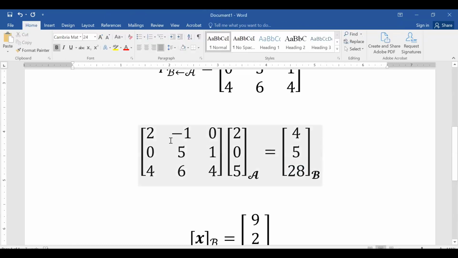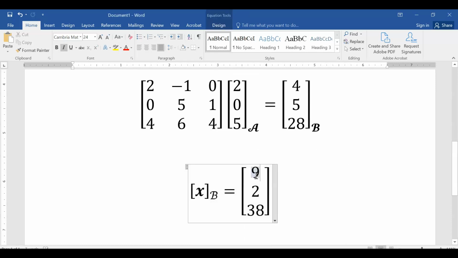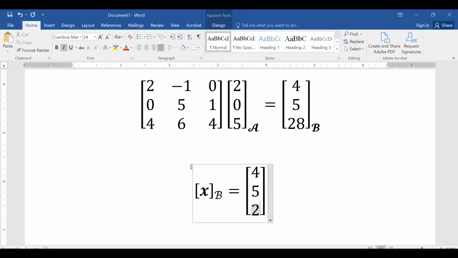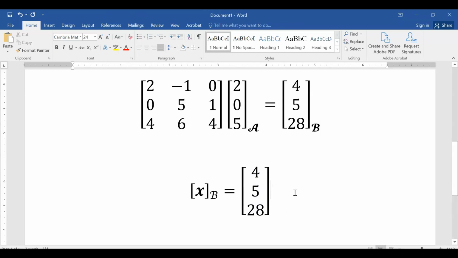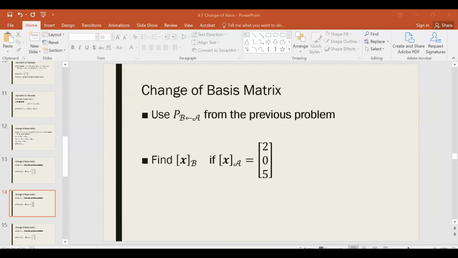By the way, you can check that on your own if you'd like to. 2 times 2 minus 1 times 0, 0 times 5, that does give you 4. 0 times 2, 5 times 0, 1 times 5, that gives you 5. 4 times 2, 6 times 0, 4 times 5, that gives you 28. So you can do that by hand too. Either way, what we get is that the vector that I was looking for, written with respect to basis B, is 4, 5, 28. Okay, so there we go.